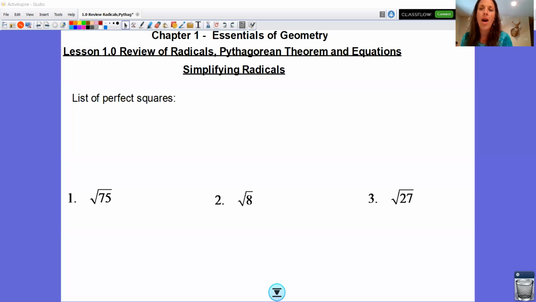All right, so it's really important that we know how to reduce radicals in geometry, like throughout this whole course. We're going to have to know how to do that.